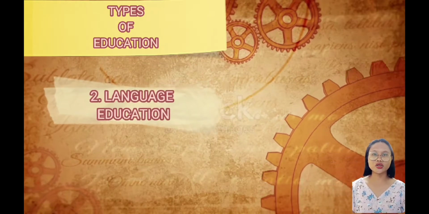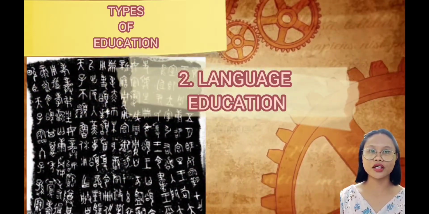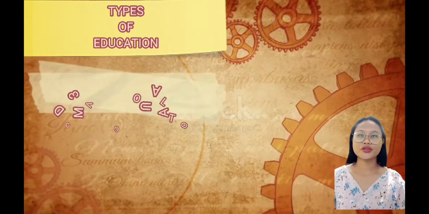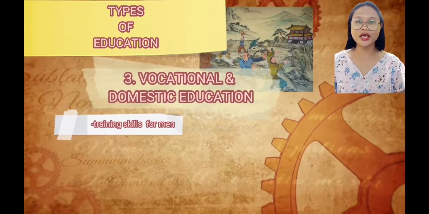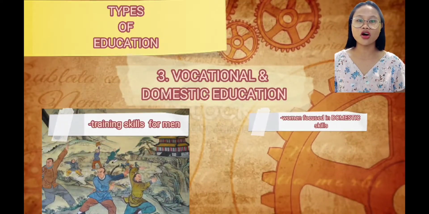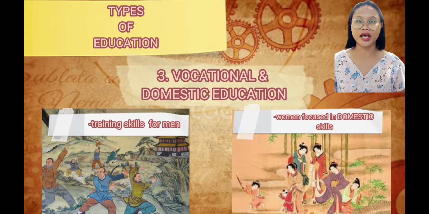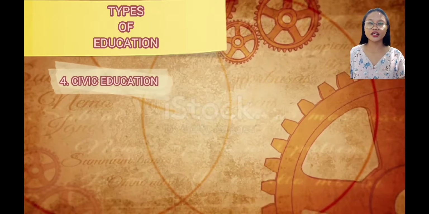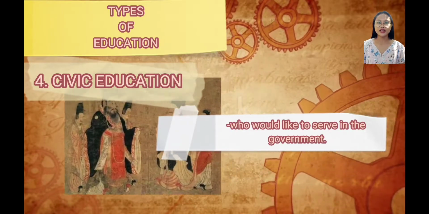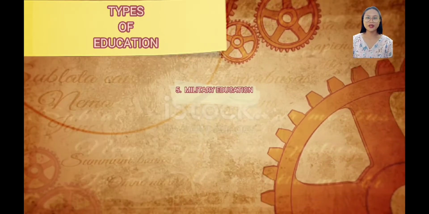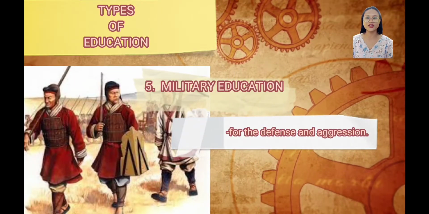Second, language education. The Chinese language has to be mastered or memorized for it has characters. Third, vocational and domestic education. Trade skills had to be acquired by men while women focused on domestic skills, for they have to serve men and bear children. Fourth, civic education. This type of education was for those who would like to serve in the government. Fifth, military education. This was for defense and aggression purposes.